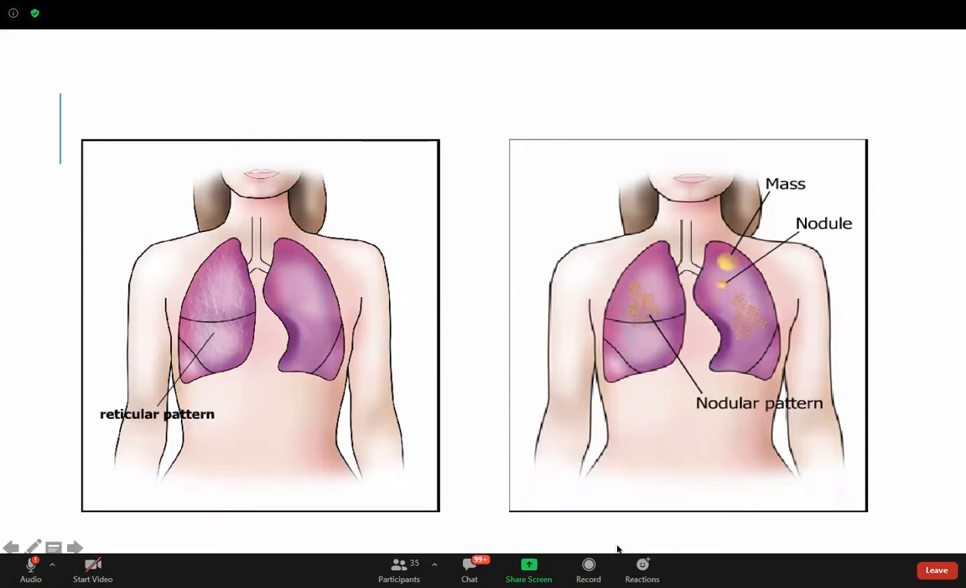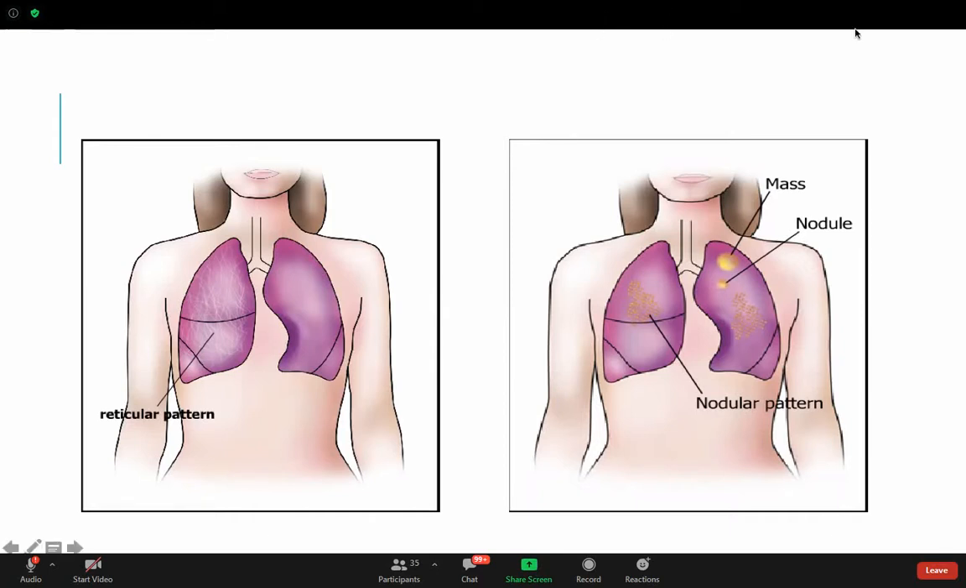And it's good when you see an abnormality. They all, of course, look white or opaque in the chest X-ray. So whenever you find an abnormality, it's good to describe it. Is it reticular pattern? Is it nodular pattern? Is it nodule? Is it mass?